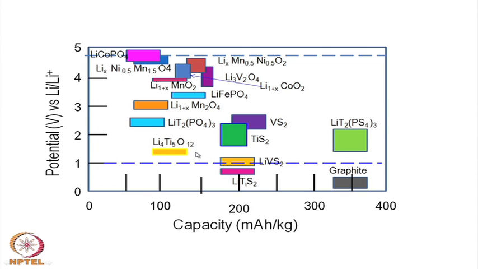Li4Ti5O12, although it has a very low voltage, in fact 1.5 volts or so, and the capacity is also not that high, is important in a different context. We will discuss that also at a later stage. So, these are few compounds which are of importance to us, and we will see how they can be utilized in the lithium ion battery.